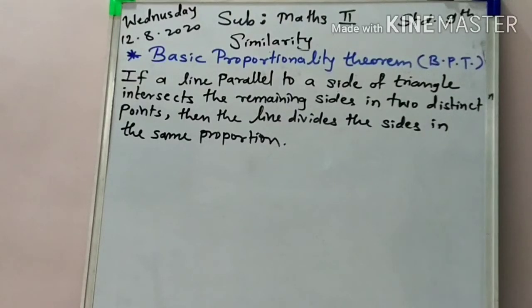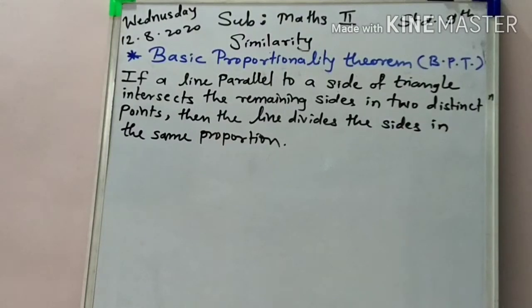Good morning, students. So here we start with our first theorem, named the Basic Proportionality Theorem. The statement is: if a line parallel to a side of a triangle intersects the remaining sides in two distinct points, then the line divides the sides in the same proportion.